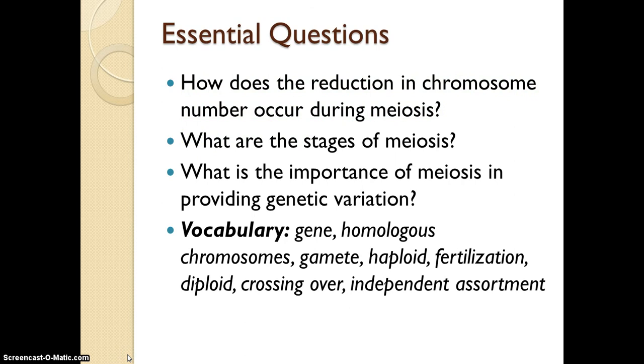Our essential questions. How does the reduction in chromosome number occur during meiosis? What are the stages of meiosis, 1 and 2? What's the importance of meiosis in providing genetic variation? And some vocabulary. Gene, homologous chromosomes, gamete, haploid, fertilization, diploid, crossing over, and independent assortment.